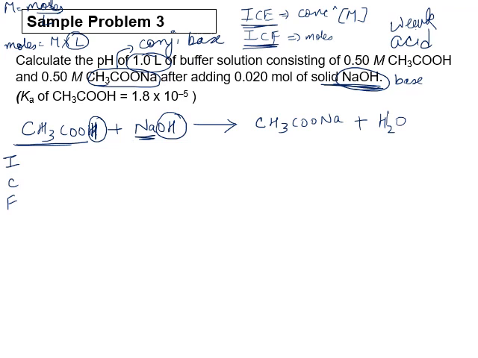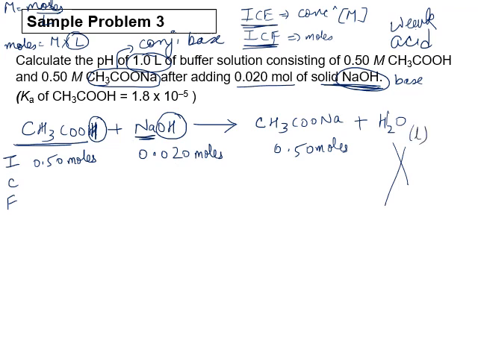Moles of CH3COOH is molarity times volume, which is 0.50 moles. What is the initial moles of CH3COONa? 0.50 moles again. What are the moles of NaOH you added? 0.020 moles. Water, I don't care, because it's not really participating. It's a liquid. It's a medium where the reaction is happening, and it also doesn't affect our pH, so we don't care about it.